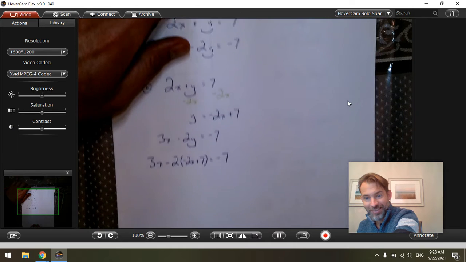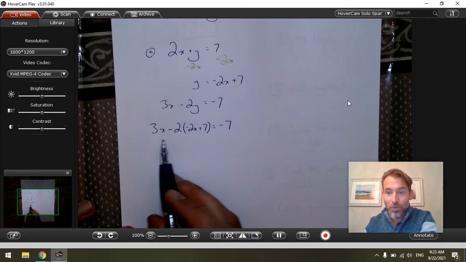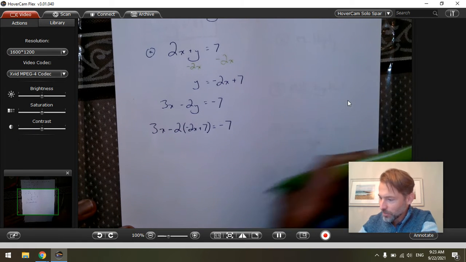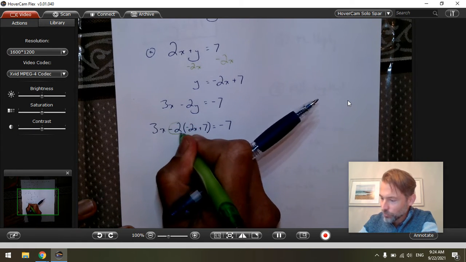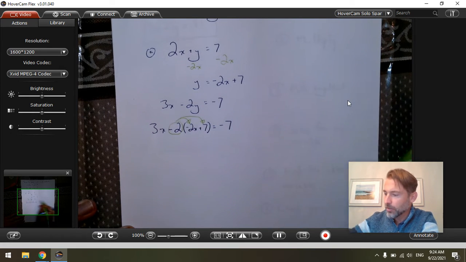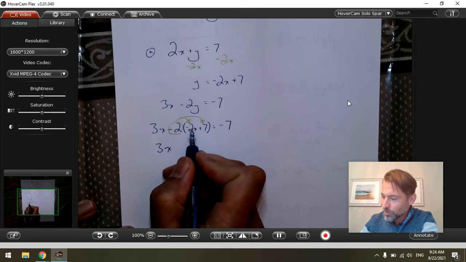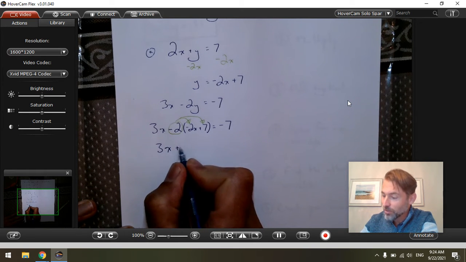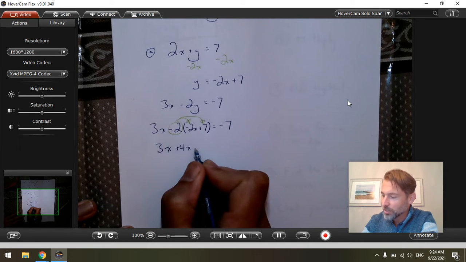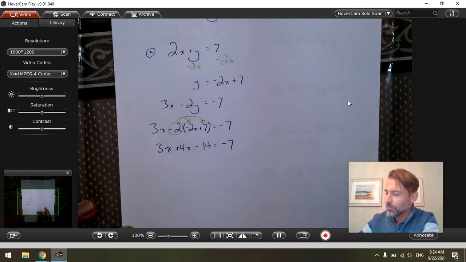All right, let's keep going. So now I have one equation, one variable I can solve. So expand. I want to remember this negative 2 is the thing that I'm going to expand into this bracket. All right, so I have 3x. Negative 2 times negative 2 is plus 4x. And the negative 2 times positive 7 is minus 14 equals negative 7.